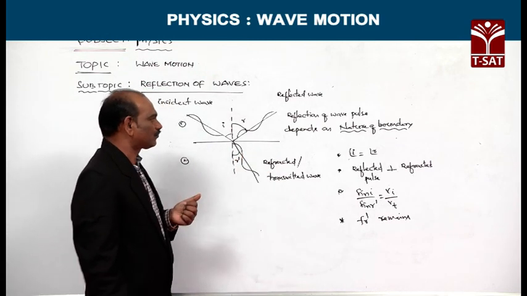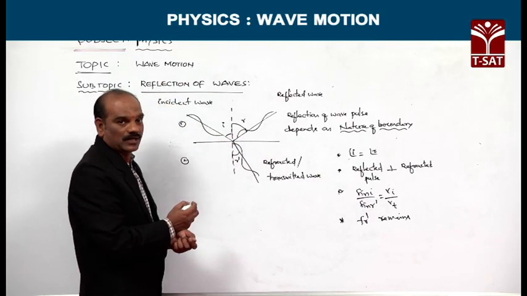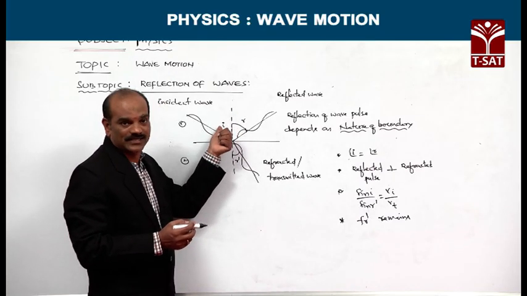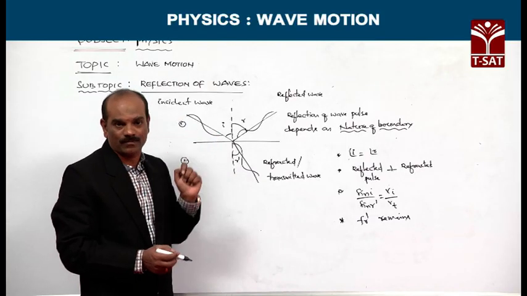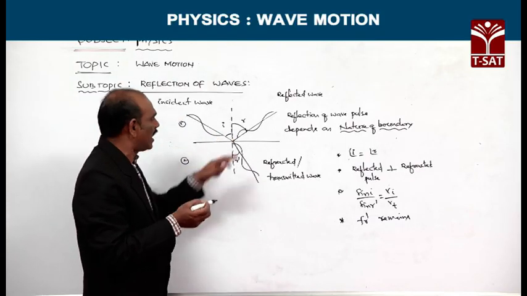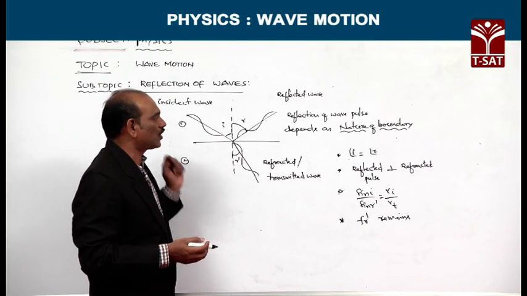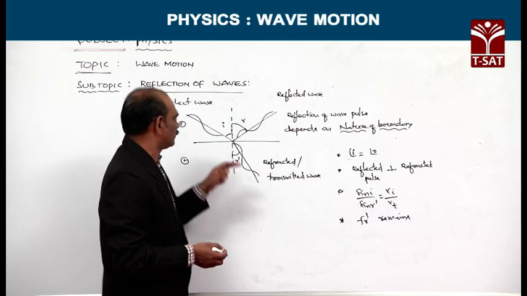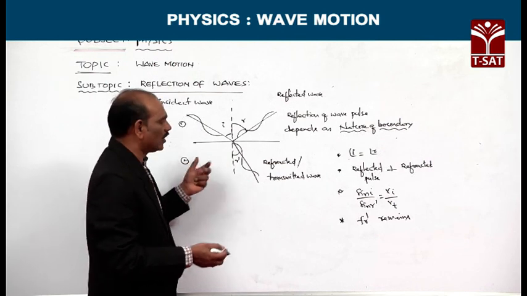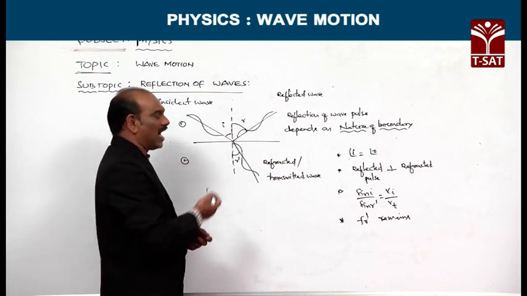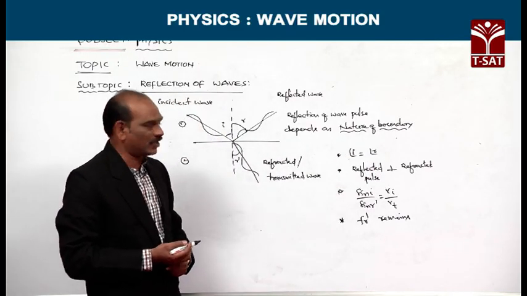So in this case, this is the incident wave which makes an angle I with the normal. The angle of incidence, reflection and refraction are always measured with respect to the normal. Where I is the angle of incidence, R is the angle of reflection, R dash is the angle of refraction. Here is the reflected wave pulse and the refracted wave pulse. See, angle I and angle R are both equal.